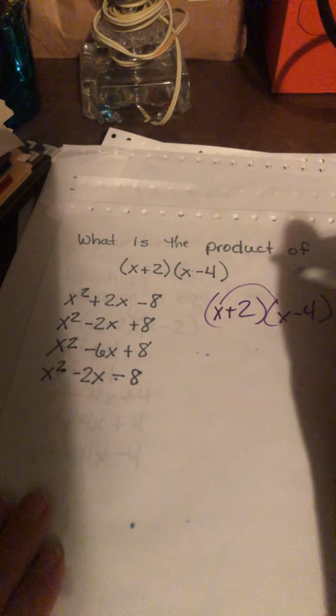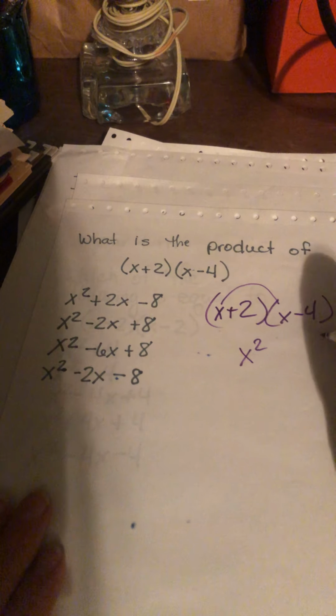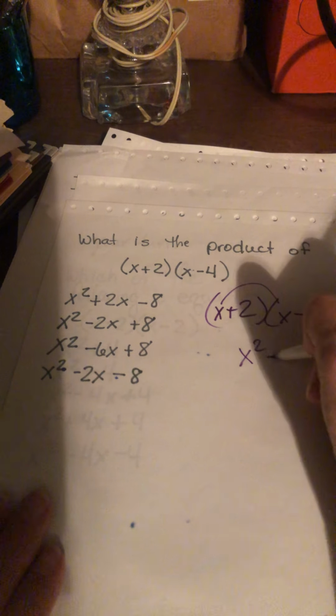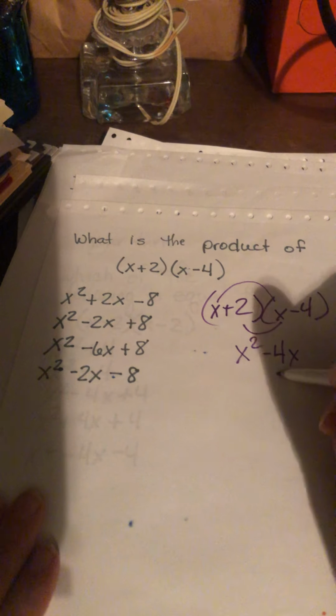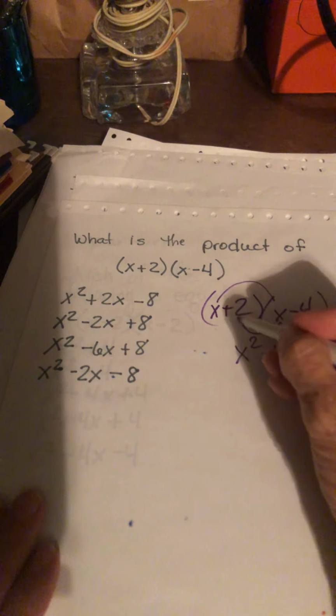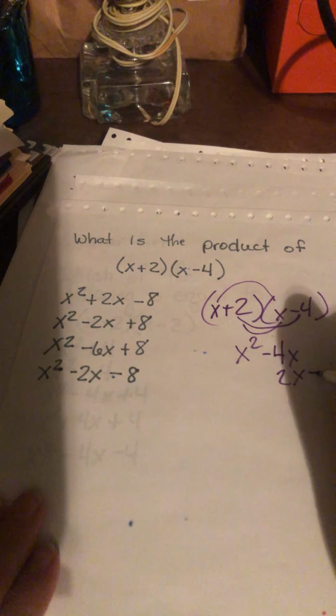Okay, so x times x is x squared. X times negative 4 is negative 4x. 2 times x is 2x. And 2 times negative 4 is negative 8.